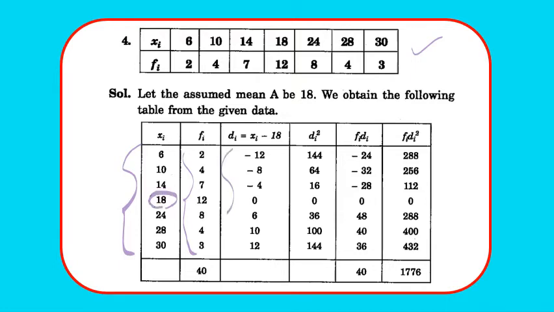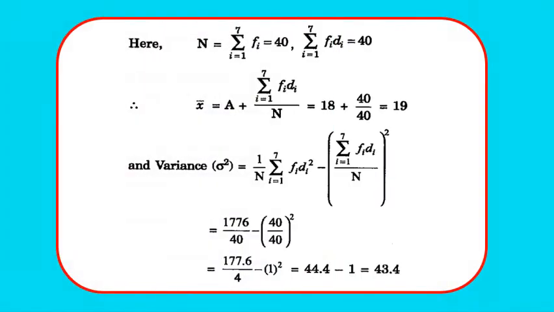So we get di, then we calculate di square, then we have to find fi di square. Clear? So note down this table. Now here n, that is the sum of frequencies, is equal to 40. Sigma fi di is equal to 40.